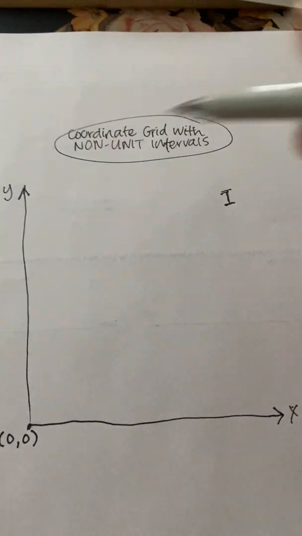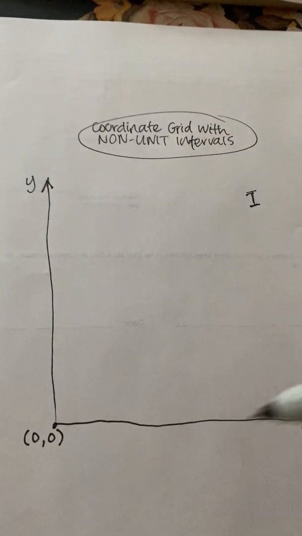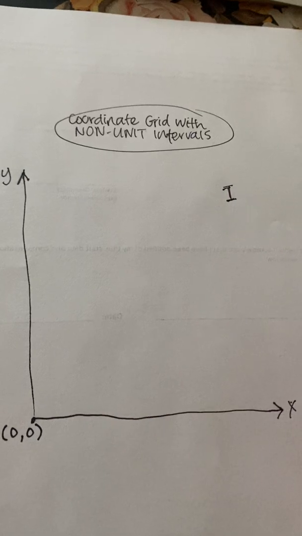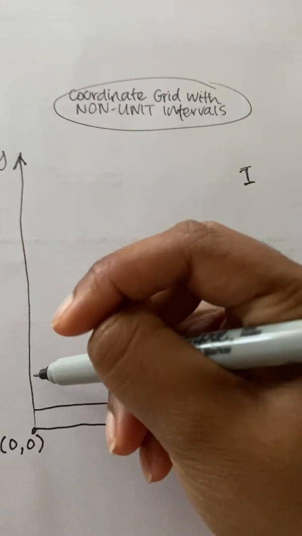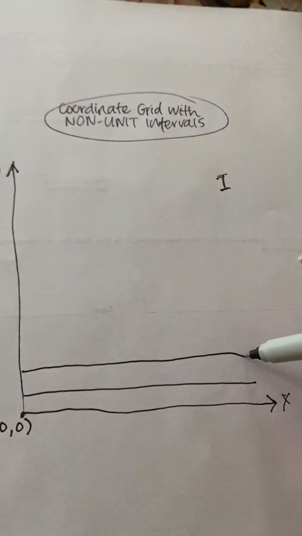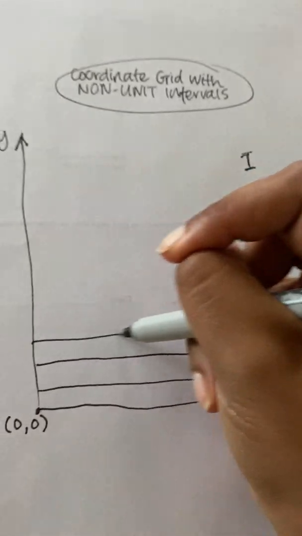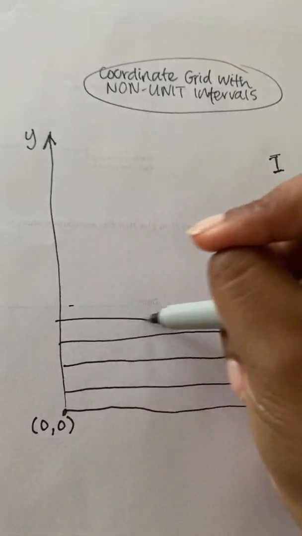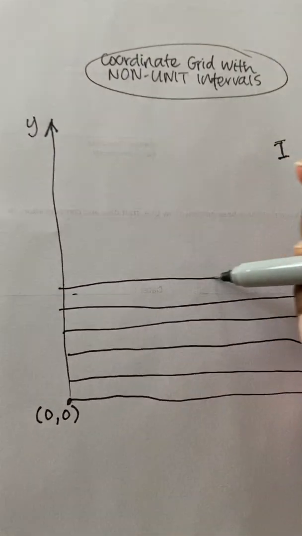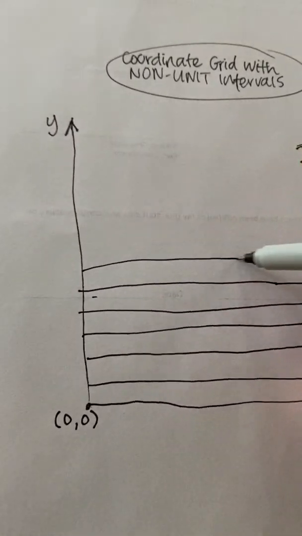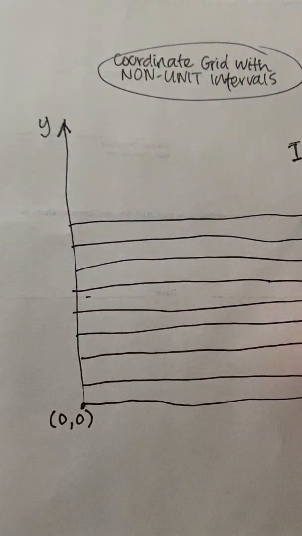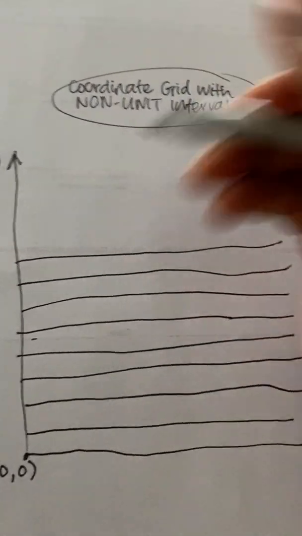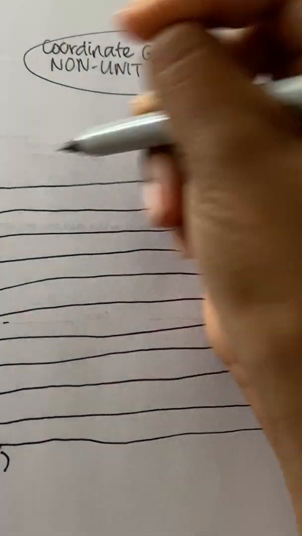Now it's time to make this look more like a grid, and we can do that by adding horizontal and vertical lines. Okay, so let's add some horizontal lines and aim for at least 10 so that you get some good practice in making non-unit interval pairs. I'm just going to try to make evenly spaced grid lines. Now I would suggest using a ruler if you have one.